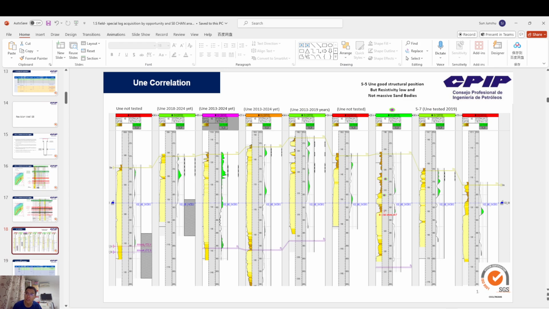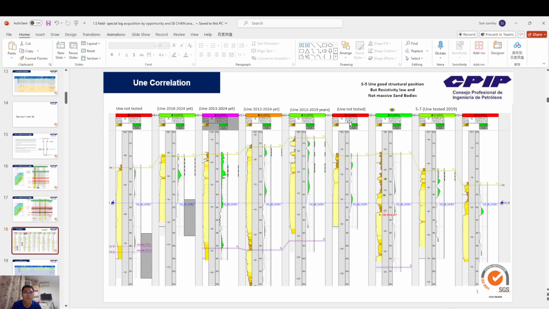This is the Uni correlation. S1, Uni not tested. S8, Uni producing from 2018. S1, Uni production from 2013. S2, producing from Uni from 2013. S3, producing from Uni from between 2013 to 2019.